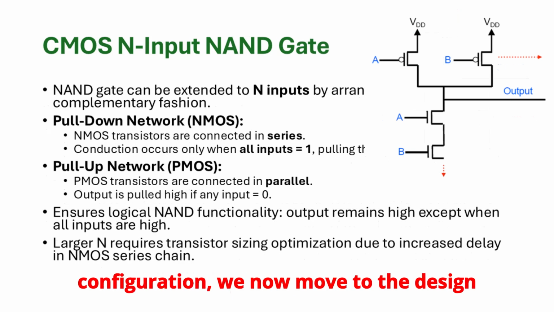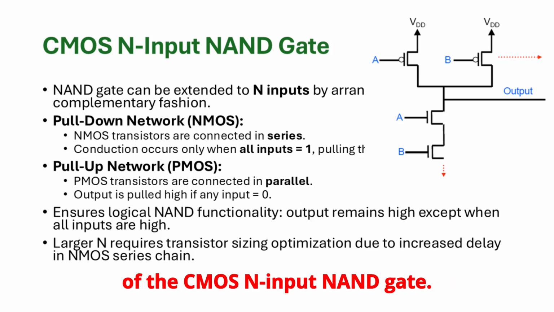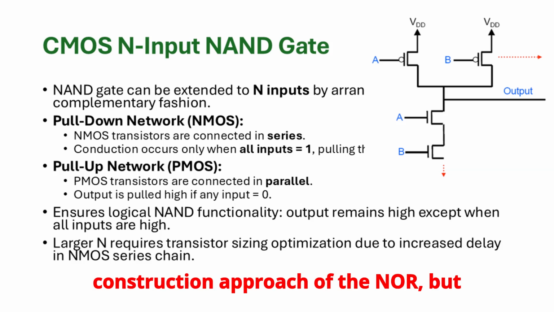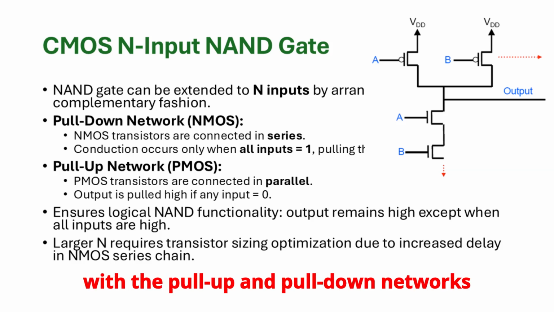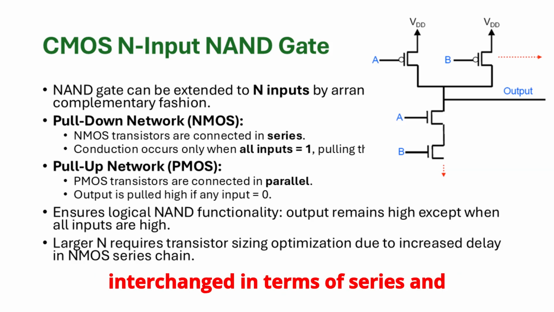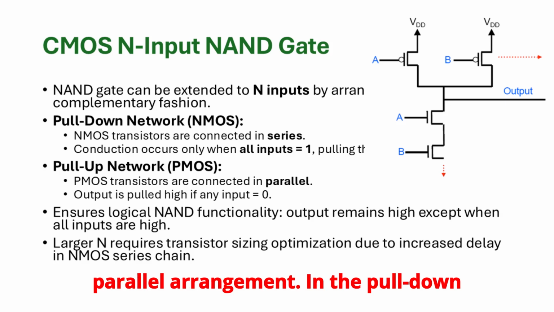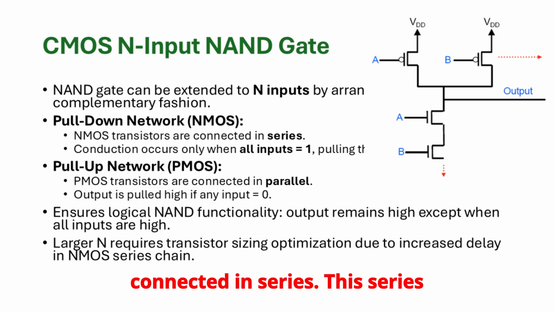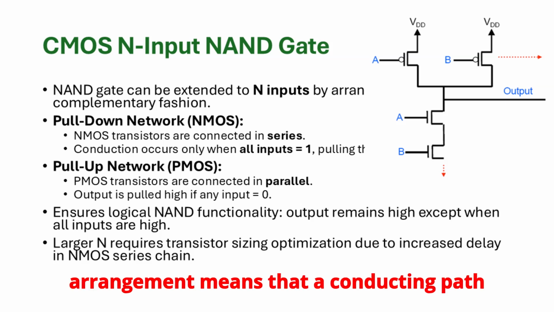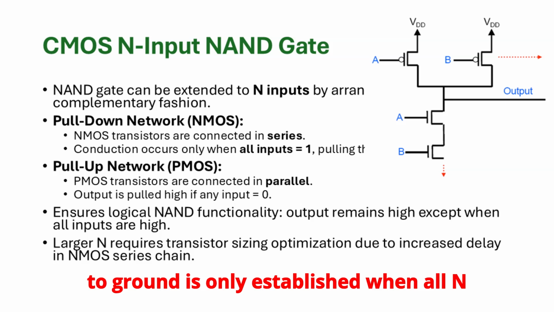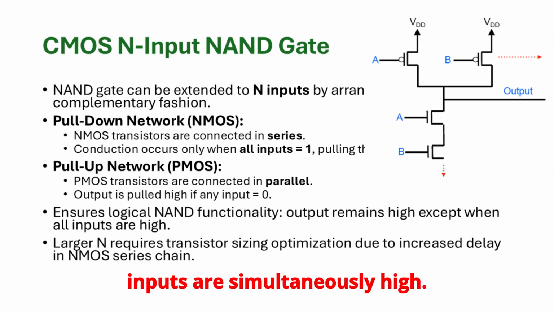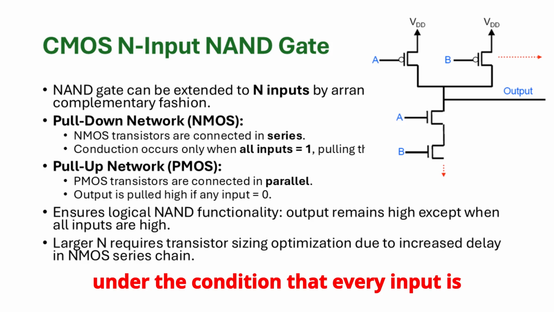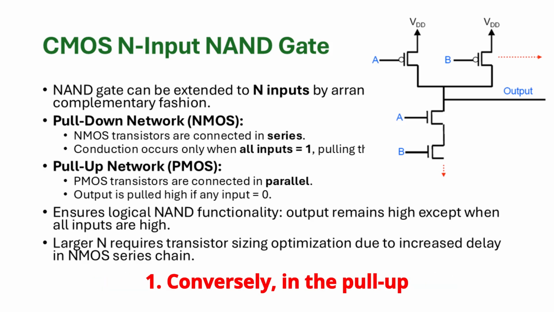Building upon the NOR gate configuration, we now move to the design of the CMOS N-input NAND gate. The NAND gate essentially mirrors the construction approach of the NOR, but with the pull-up and pull-down networks interchanged in terms of series and parallel arrangement. In the pull-down network, we use NMOS transistors connected in series. This series arrangement means that a conducting path to ground is only established when all N inputs are simultaneously high. Hence, the output is forced low only under the condition that every input is 1.